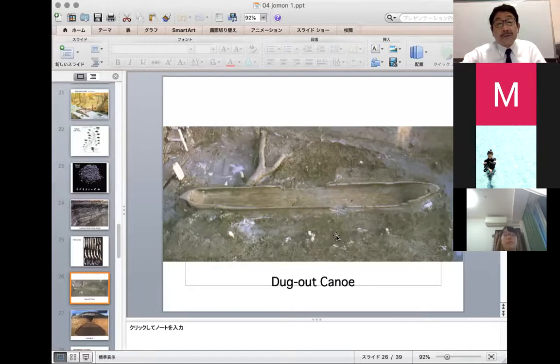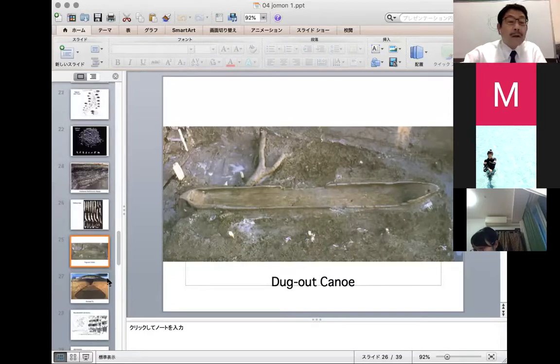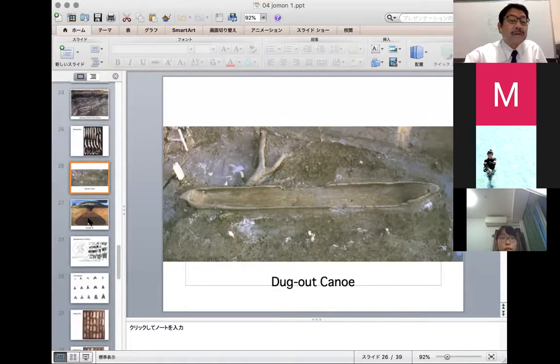And this is also a waterlogged site, of course. All the wood was preserved well. You see, I'm explaining the outline of Jomon culture now, and I will be going into the detail in later lectures.